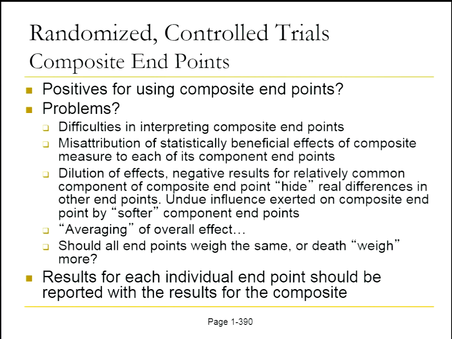Something that frequently happens is the overall effect is kind of an average of the individual effects on each of the endpoints. Well, that's not ideal, right? We'd like the benefits to be observed on each of the components of that composite. There has been some movement in the literature to weigh mortality endpoints more than perhaps symptomatology endpoints or other kinds of secondary endpoints. Ideally, we want to see the results of each individual endpoint so that we can evaluate each one.